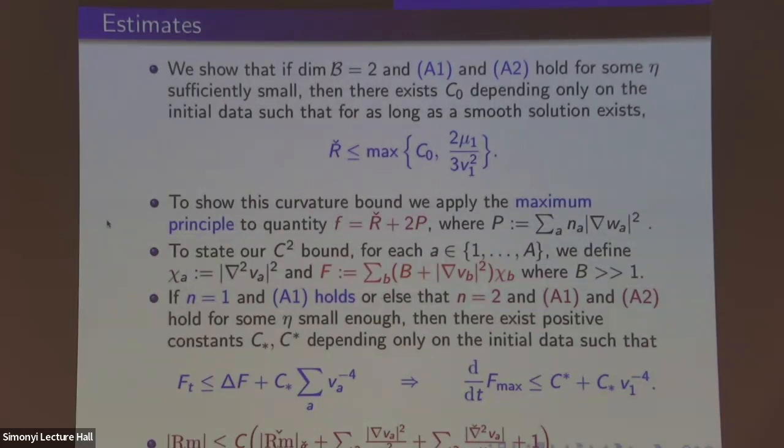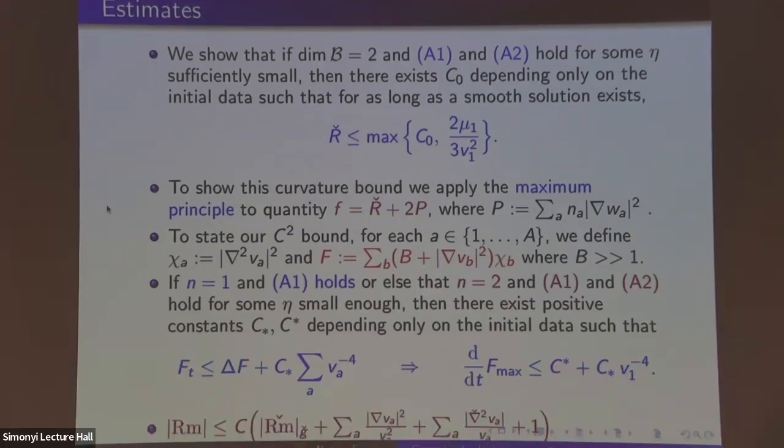And so now if you need to control R check, of course, if you are in the two-dimensional base, because if you are one-dimensional, then there's nothing to do, and it's much simpler. But in the case of a two-dimensional base, by using our assumptions and the maximum principle, you can prove this bound that I wrote, that R check is bounded by the maximum of some uniform constant and 2 mu 1 over 3 V1 squared. So you can see that if V1 goes somewhere to 0, then you lose the control on the scalar curvature of the base.